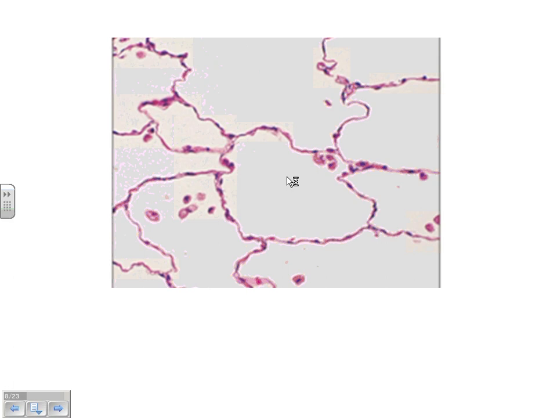What is this? Simple squamous epithelium. What's its function? Allow passage, diffusion, movement of molecules, any of those works. Where do you find this type of tissue at? Air sacs of the lungs. Good.